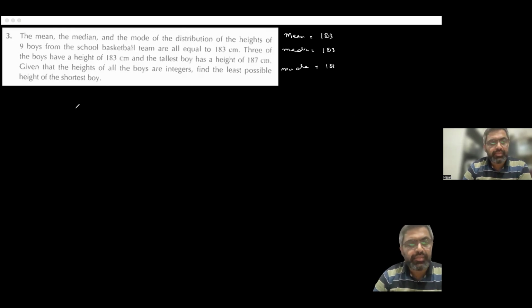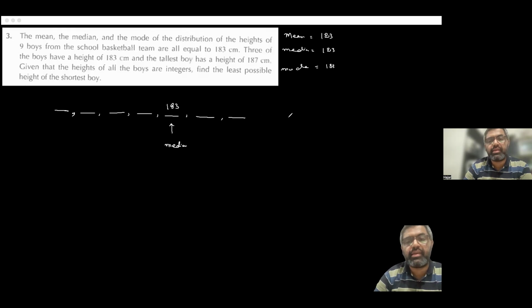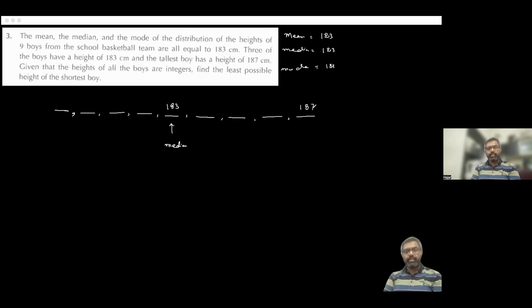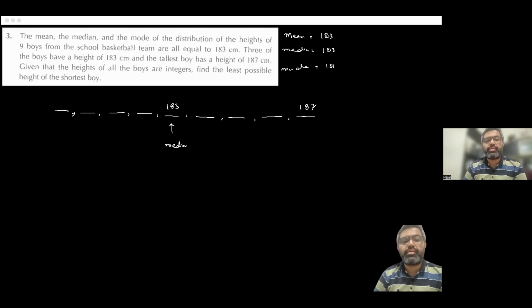So let's put empty spaces for the heights we don't know. This is the shortest boy. We are sorting in ascending order, and first I'm just placing nine empty spaces. 1, 2, 3, 4, 5. There are 9 boys, so the fifth element should be the median, and the median value is already given as 183. It has to be 183. And then there are numbers 6, 7, 8, and 9, the tallest boy, whose height is given as 187. So we have to figure out the values for the rest of the people.